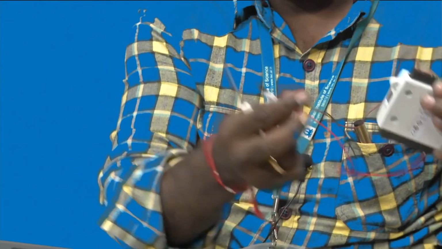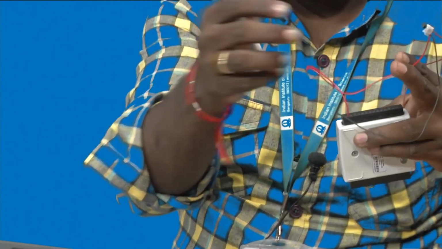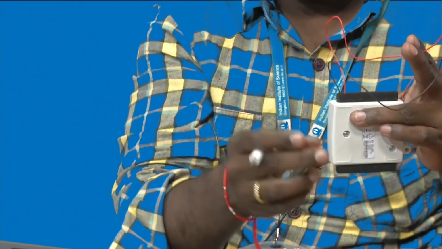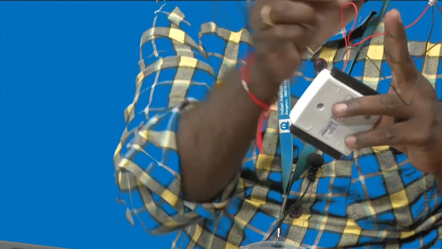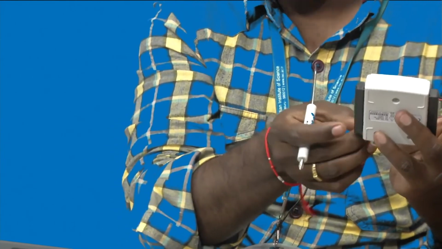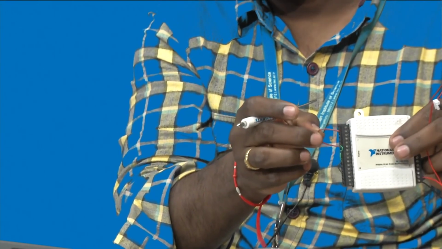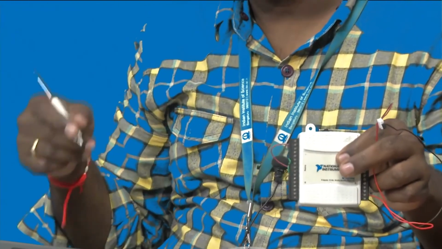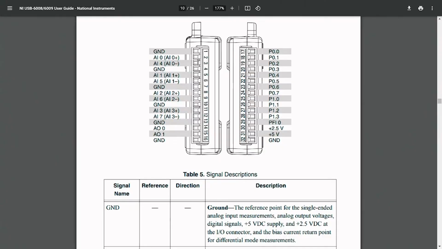So here we can see the red wire is connected to 31, whereas the black wire, which is the ground wire, is connected to pin number 32, and the brown wire, which is the output wire, is connected to the second pin. Since I will be configuring the device in single ended reference mode, I don't need to connect the third pin to the ground.